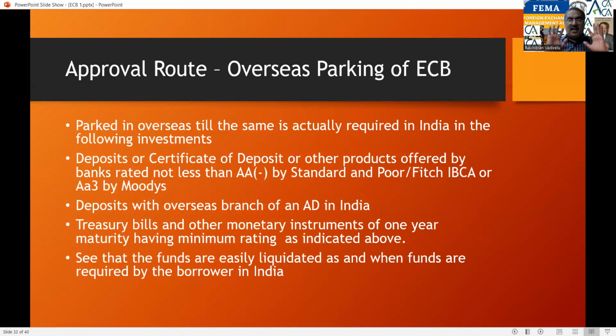And now the funds, after the approval, the loans have been sanctioned, but there's a delay in utilizing the funds. As it is there in the automatic route, same thing it is here, that is parked overseas till the same is actually remitted to India, by way of the following deposits, that is deposits or certificates of deposits or other products offered by banks rated not less than AA minus by Standard and Poor's or Fitch, IBCA or AA3 by Moody's, and deposits to overseas branch of authorized dealer in India, and treasury bills or other monetary instruments of 1 year maturity having minimum rating as indicated above.